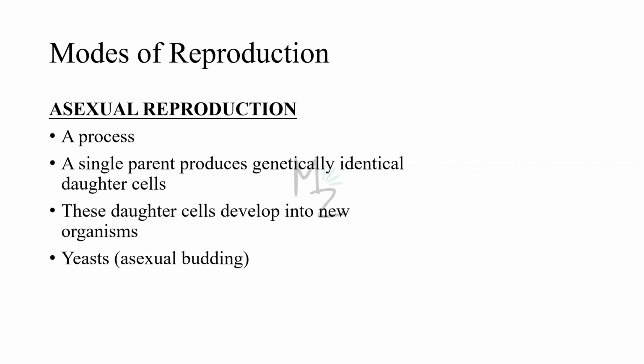Asexual reproduction is a process by which a single parent cell produces genetically identical daughter cells. These daughter cells develop into new organisms. For example, yeasts. They grow as single cells that reproduce by asexual budding.